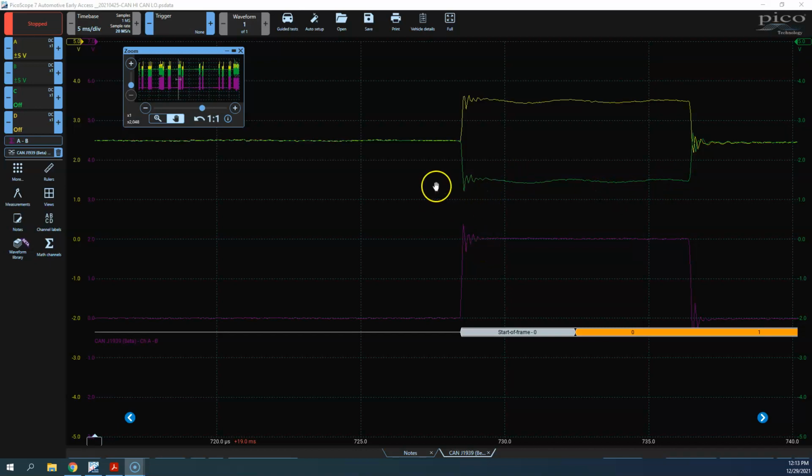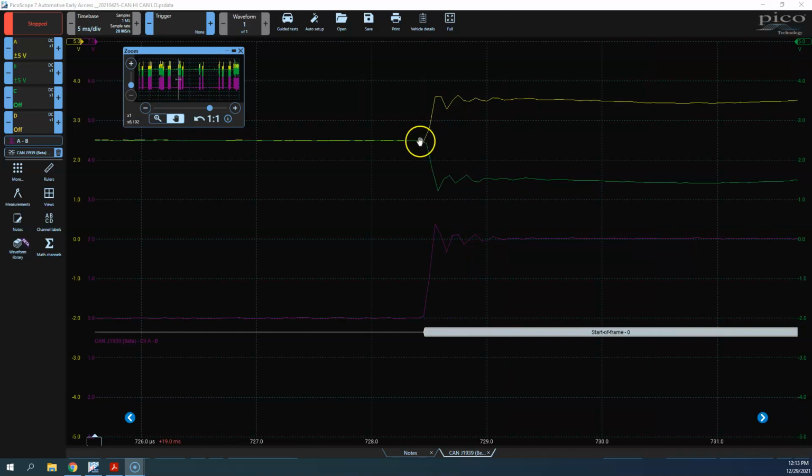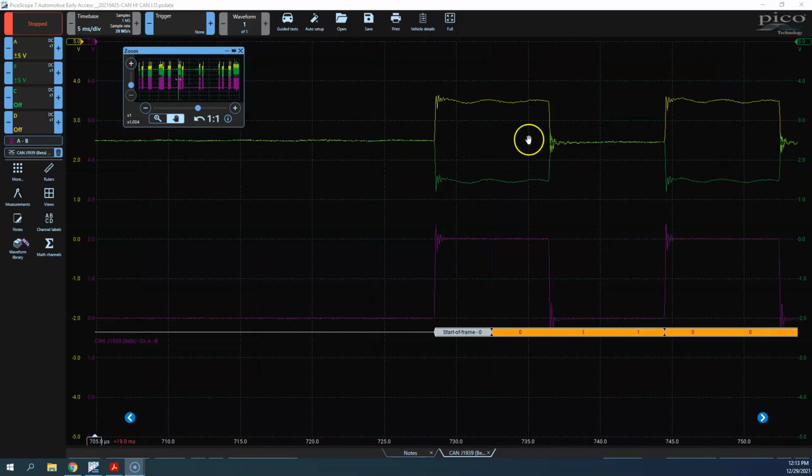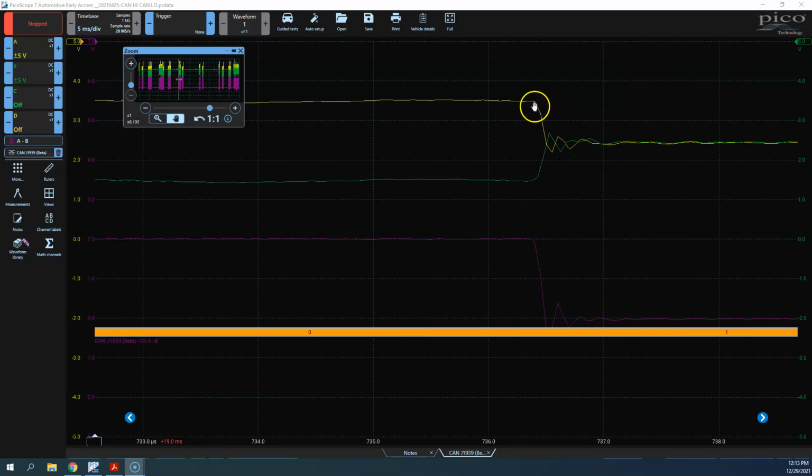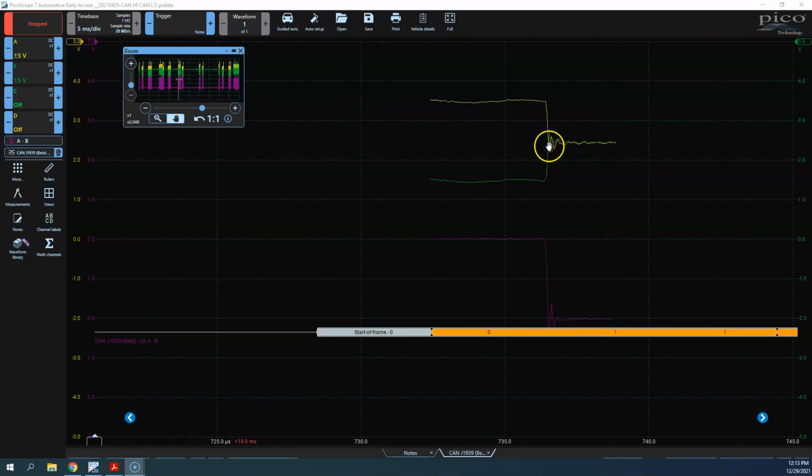There is a period of time that it takes for the signal to increase on CAN high and to decrease on CAN low. We can see that this time is shown by how long it takes to go from here to here. So there's a period of time. It's very quick, but it is nonetheless a slope. Same thing on the drop back down to the recessive state. There's a period of time for this to occur. We can see there's an angle to this.